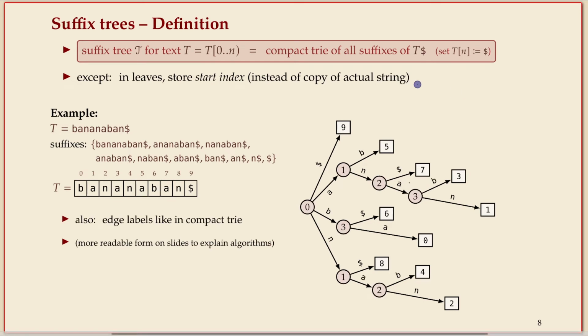So a suffix tree is a compact trie of all the suffixes of the text, but in the leaves we store the starting index, not the full string. Okay? There are also three representations that we'll jump between. This one, where the internal nodes have the numbers and just the first label is on the edge, is the computer representation, the one that one would want to implement to not waste space.